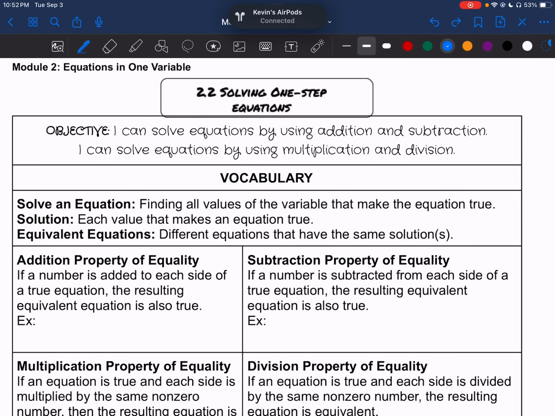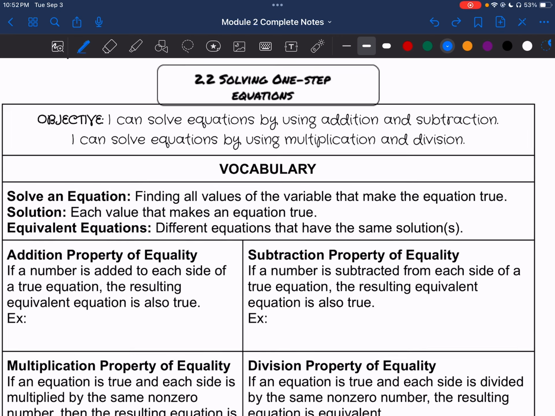Hello, and welcome to Module 2.2, Solving One-Step Equations. Our objective for this lesson is that I can solve equations by using addition and subtraction, and I can solve equations by using multiplication and division.